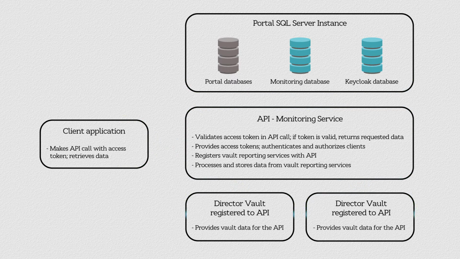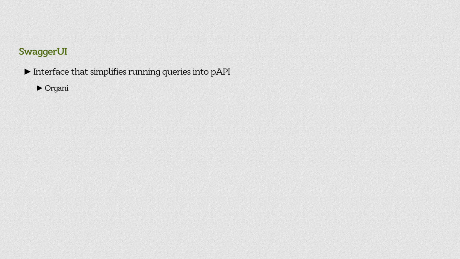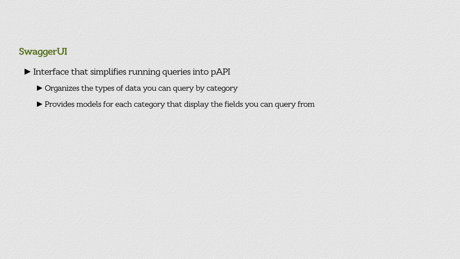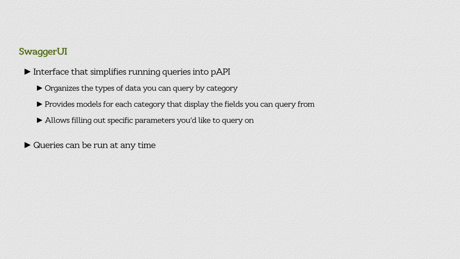There's an immense amount of information available to query from, but we've simplified the process via a SwaggerUI. This interface organizes the type of data you can query by category, provides models for each category that display the fields you can query from, and allows you to fill out the specific parameters you'd like to query on. These queries can be run at any time to get near instantaneous info on your Carbonite Server Backup environment. Let's walk through an example using SwaggerUI.